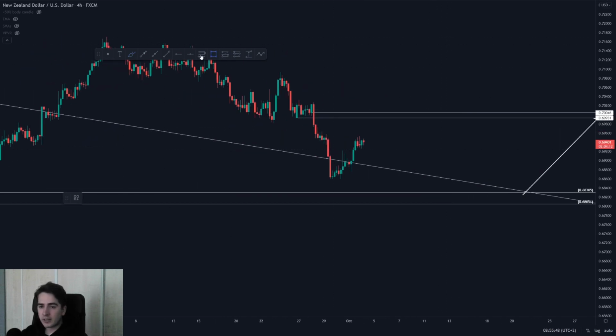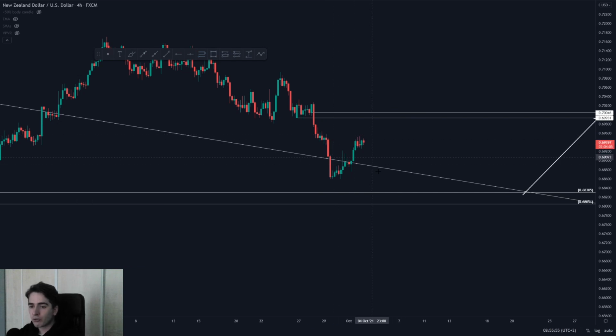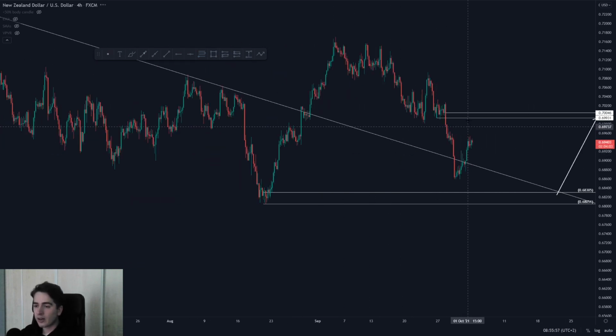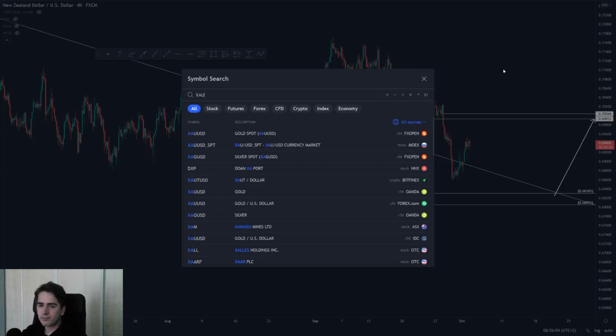We are currently situated within this basing structure, and that is why we are seeing resistance. However, this area of basing structure is not strong enough, in my opinion, to take a short. I will definitely have to wait for higher levels to get hit before looking for any shorts. So that said, let's head over to gold.